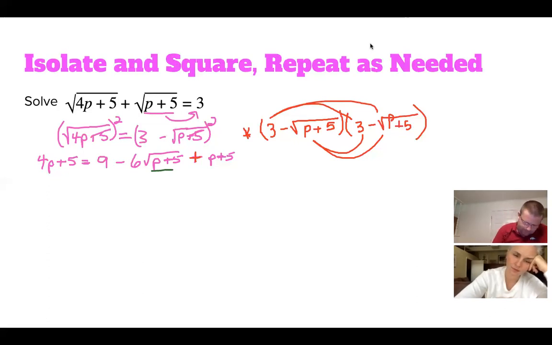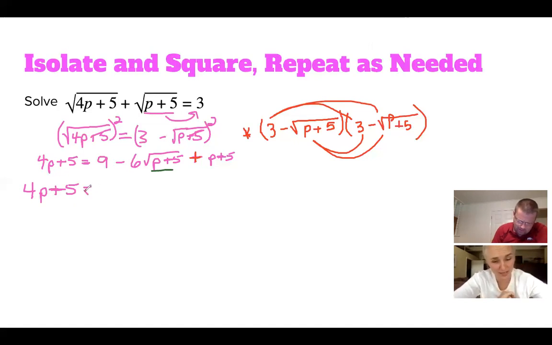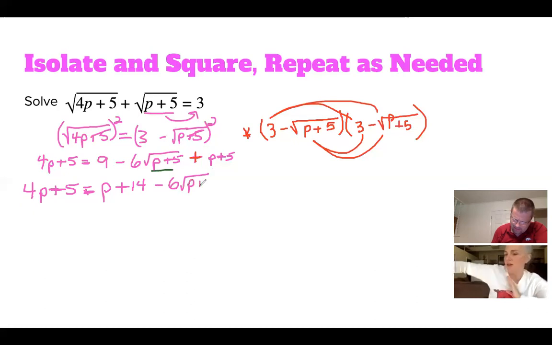So I have 4p plus 5. So he's cleaning up the right side right now by combining like terms. He's not going to do 9 minus 6 though, because that 6 is attached to that radical. He's going to do 9 plus 5, which is what, 14? Mm-hmm. And so notice that minus 6 square roots of p plus 5 is just going to hang out down there at the end.